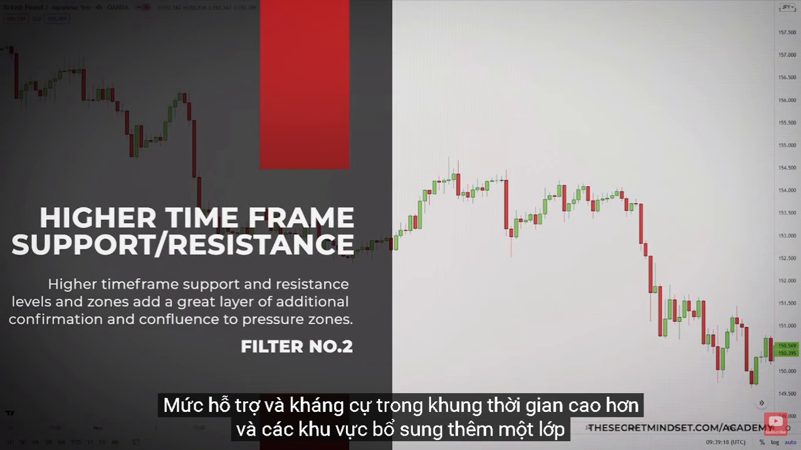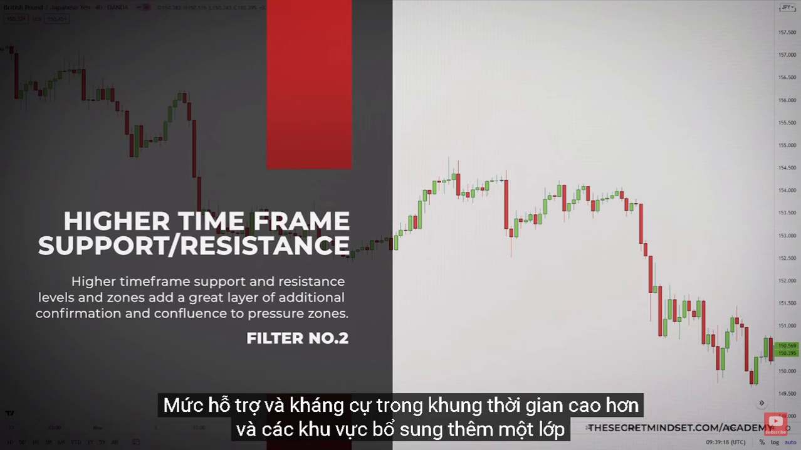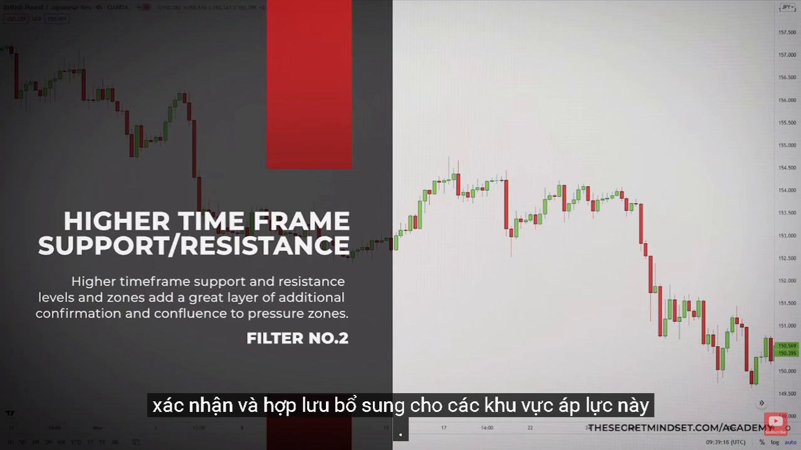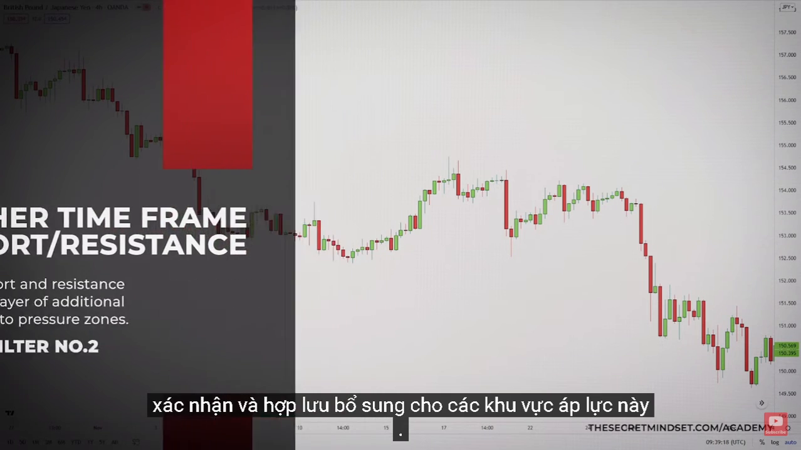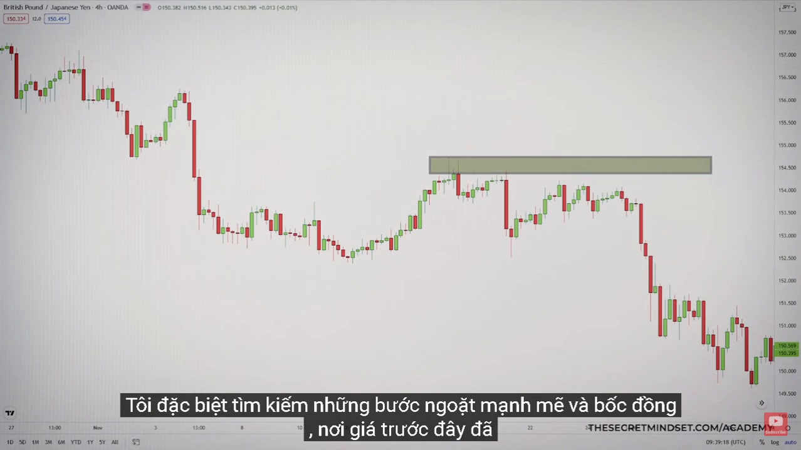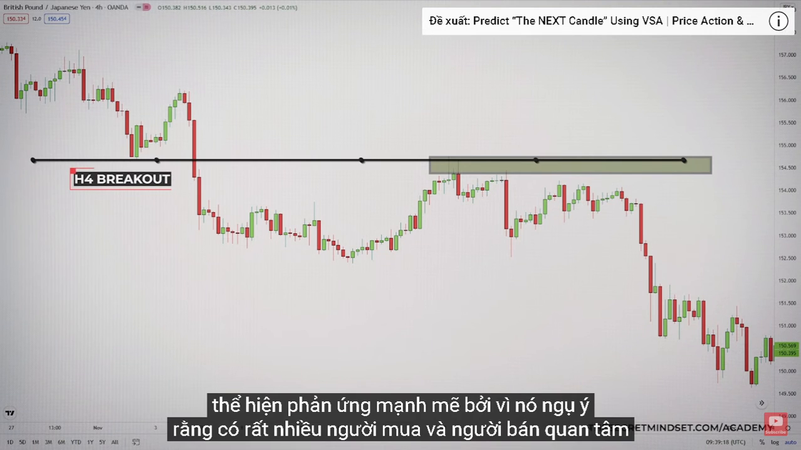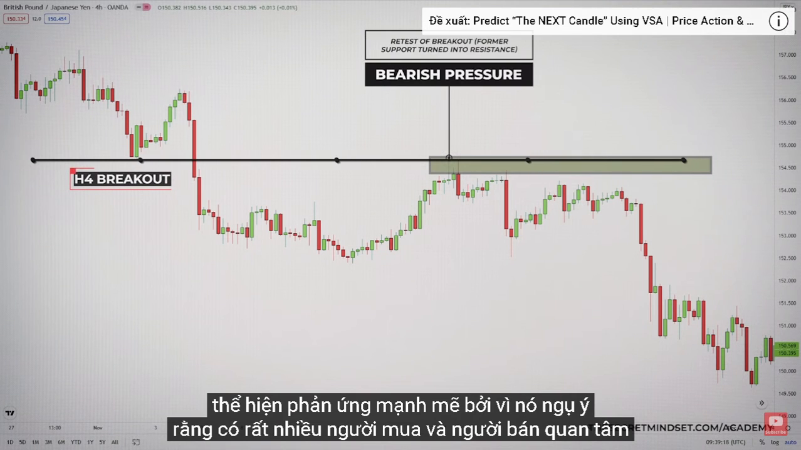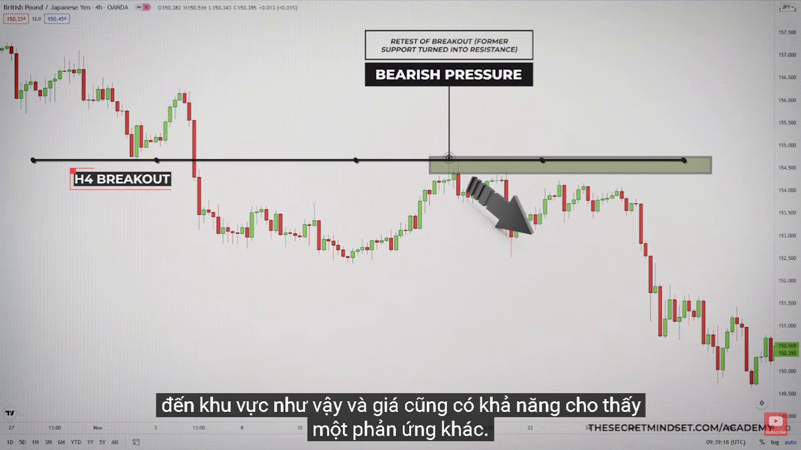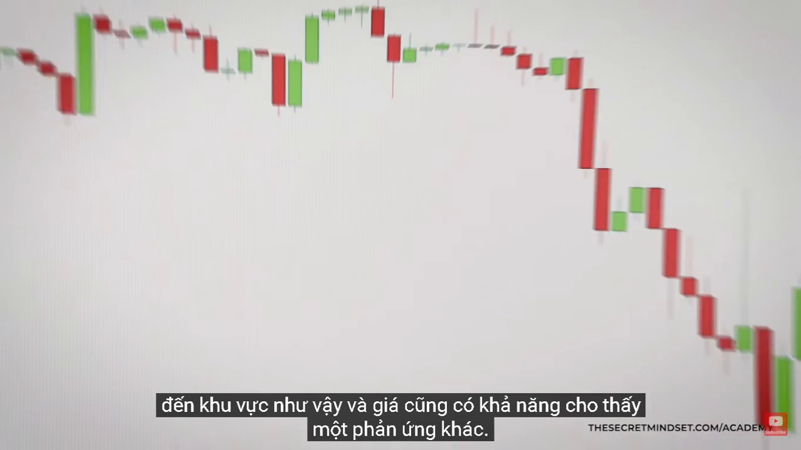Higher timeframe support and resistance levels add a great layer of additional confirmation and confluence to these pressure zones. I especially look for strong and impulsive turning points where price has previously shown a strong reaction, because it implies that there is a lot of buyer and seller interest in such an area, and price is likely to show another reaction as well.